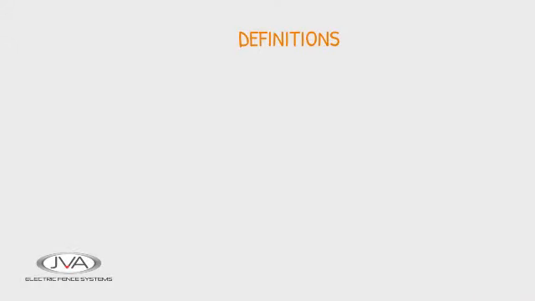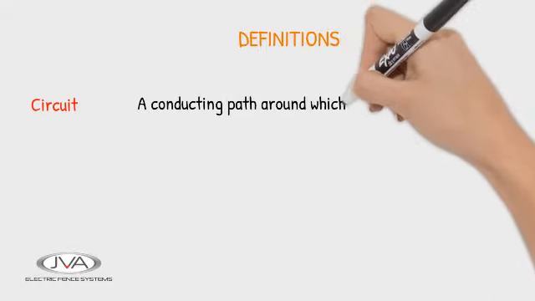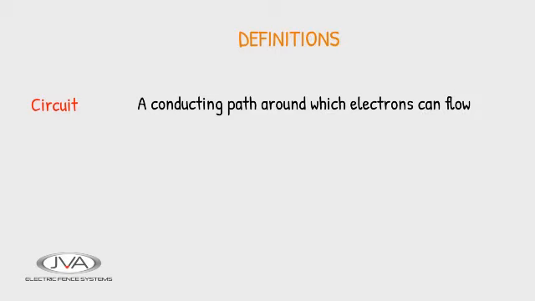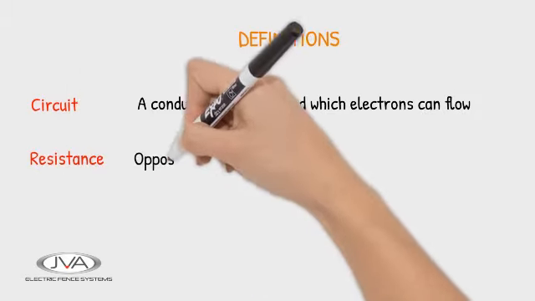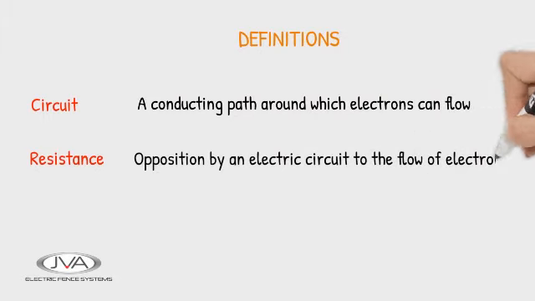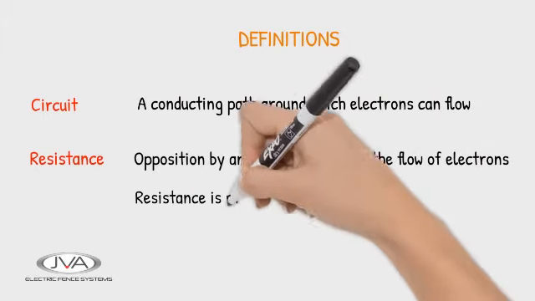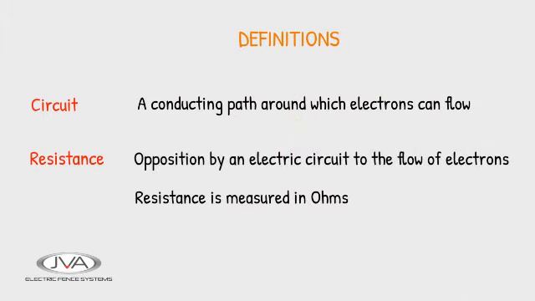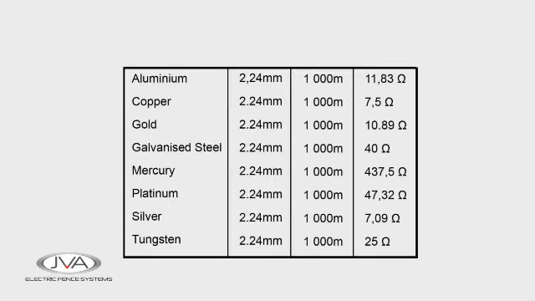In this video, we need to know that a circuit is a conducting path around which electrons can flow, and resistance is the opposition by an electric circuit to the flow of electrons. Resistance is measured in ohms. There are three different factors which affect resistance: the type of material of which the resistor is made, the thickness of the resistor, and the length of the resistor.